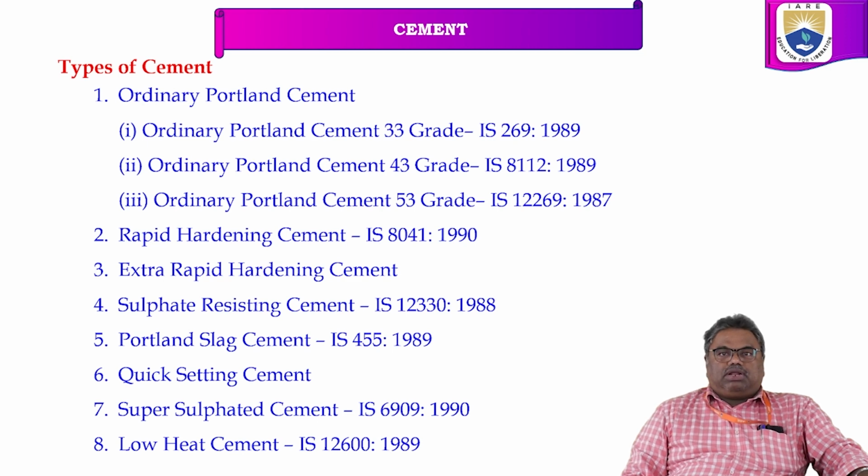And extra rapid hardening cement, which is the advanced version of the rapid hardening cement. The fourth one is sulfate resisting cement, where we use the code IS 12330. The fifth one, Portland slag cement, as per IS 455. The sixth one is quick setting cement. The seventh one is super sulfated cement, as per IS 6909. And the eighth one is low heat cement, so we use IS 12600.